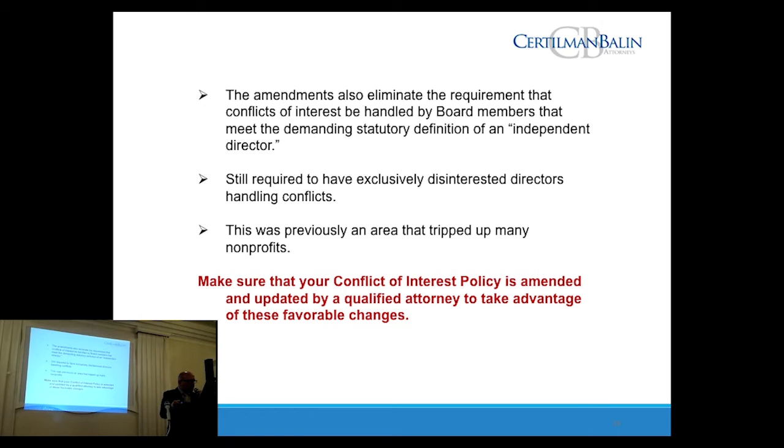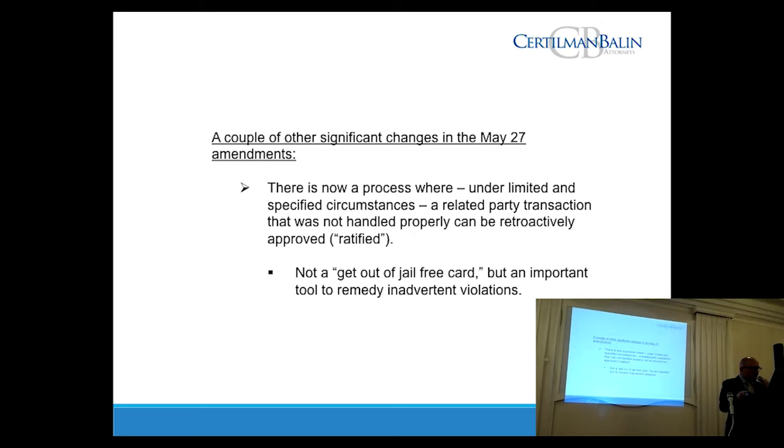One of the other requirements that was pulled back a little bit is that under the law before May 27th, any conflicts of interest had to be handled by independent directors, and that was also a very complicated and burdensome requirement. Basically that's been removed, and now the requirement is that if there's a conflict or a related party transaction, it has to be handled by a disinterested director, and that makes sense, right? I mean, I can vote on a conflict if I'm not involved with it. Okay.